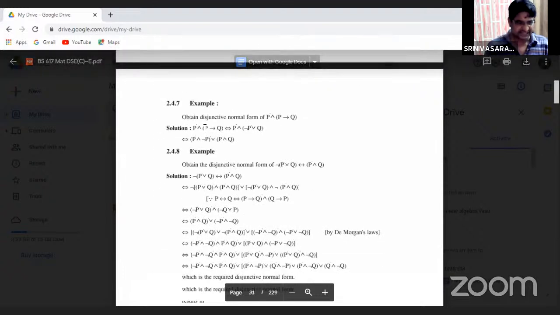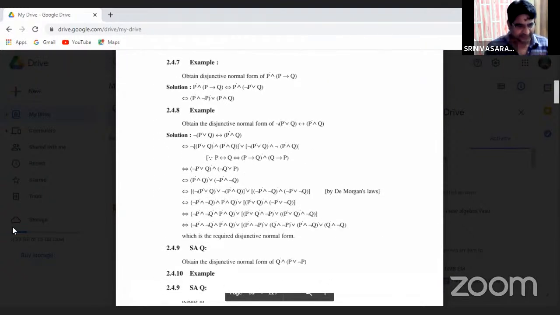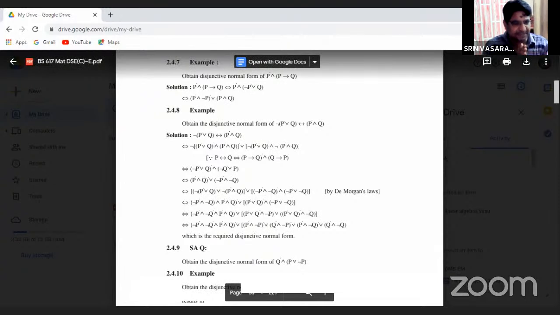Okay, next one. See this example here. Obtain the disjunctive normal form of P and (P to Q). Now just observe the question paper or model paper at the end of your PDF material or at the end of the textbook. There are so many questions asked on disjunctive normal form and conjunctive normal form. Now this is the short answer: obtain the disjunctive normal form of P and (P to Q).